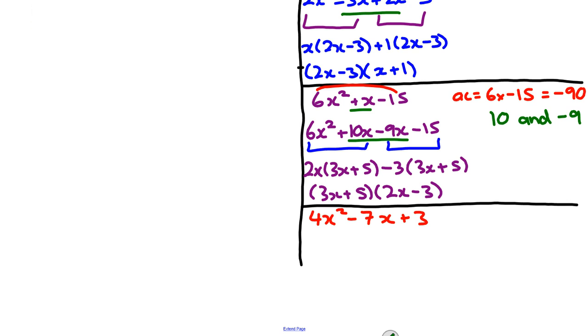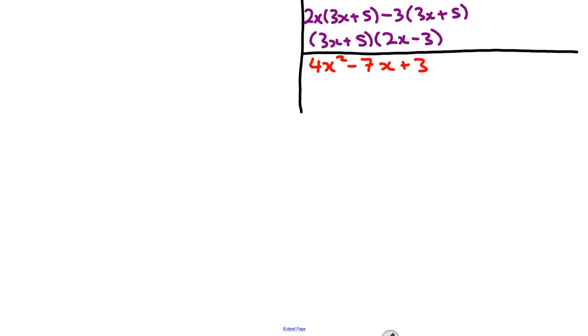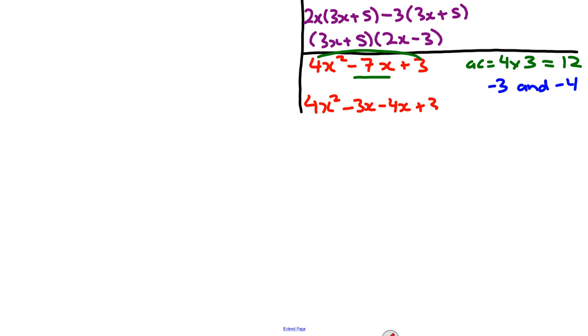Extend the page a bit. Let's work out AC. AC equals 4 times 3 equals 12. So it's two numbers that multiply to give 12 and add to give negative 7. Have a think. That's right. It is negative 3 and negative 4. So split that term, 4x squared minus 3x minus 4x plus 3. So we've split negative 7x into minus 3x minus 4x.